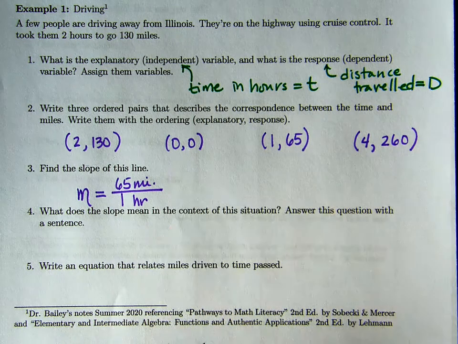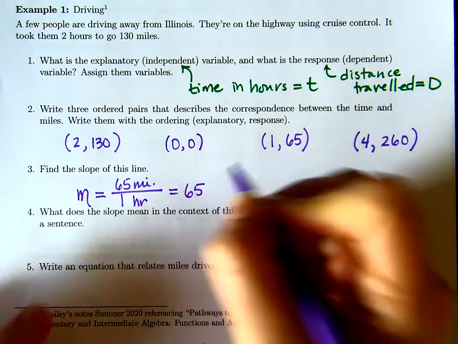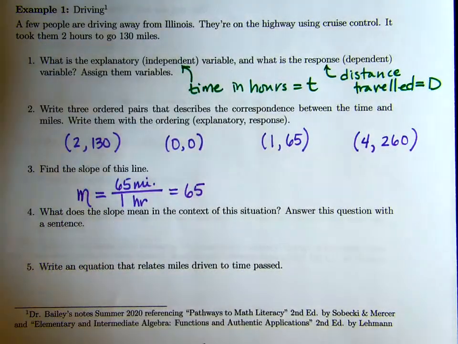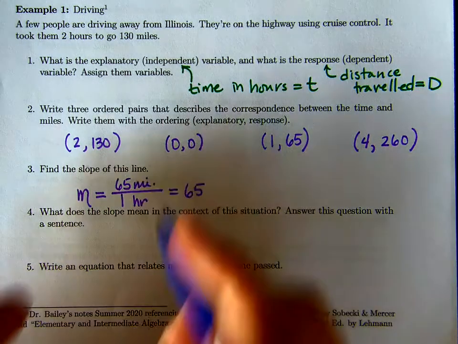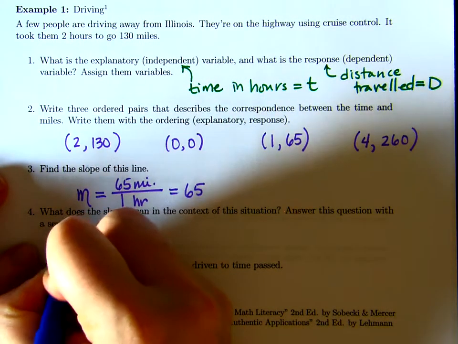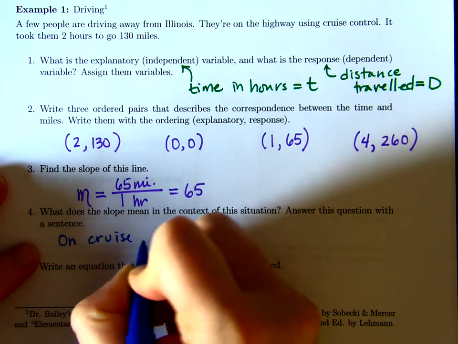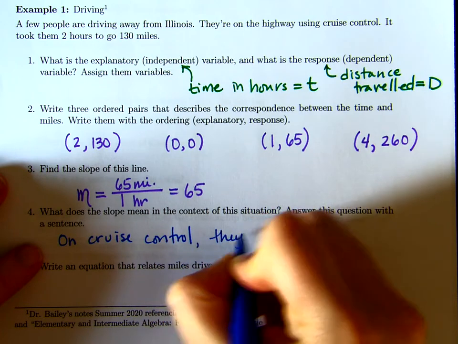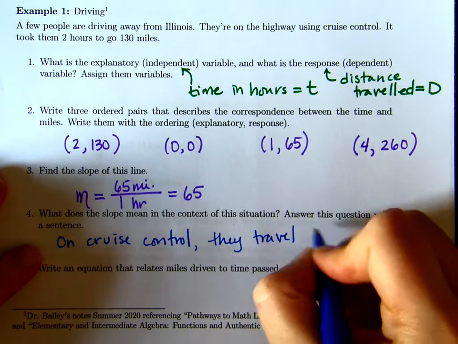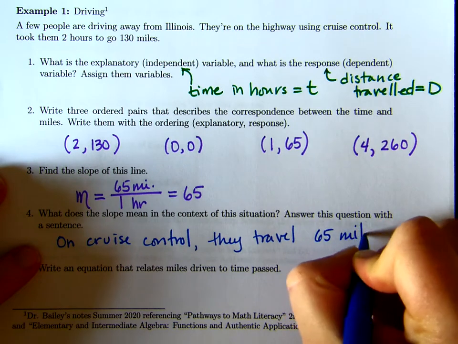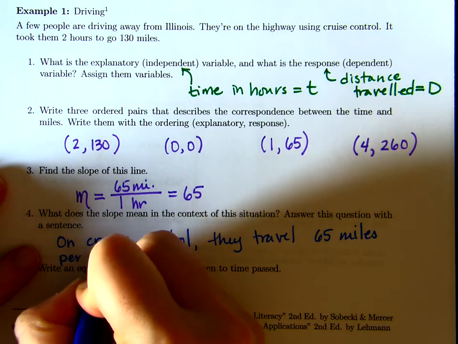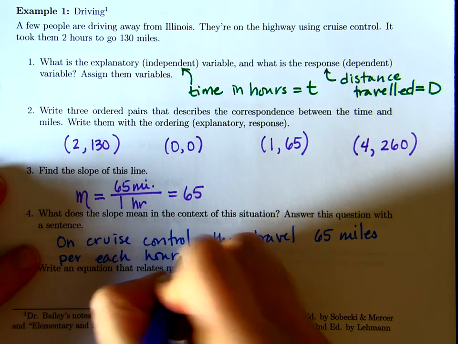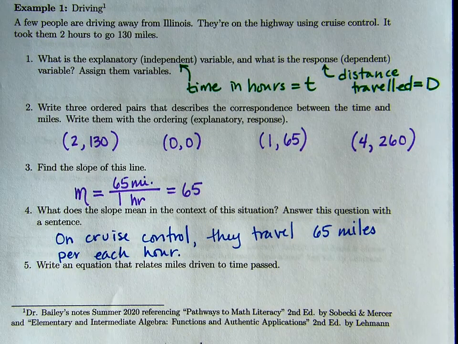What does the slope mean in the context of this situation? Well, we labeled it. Okay, so really maybe we should write it like this. To me, the slope means on cruise control, they travel 65 miles per each hour. Got it.